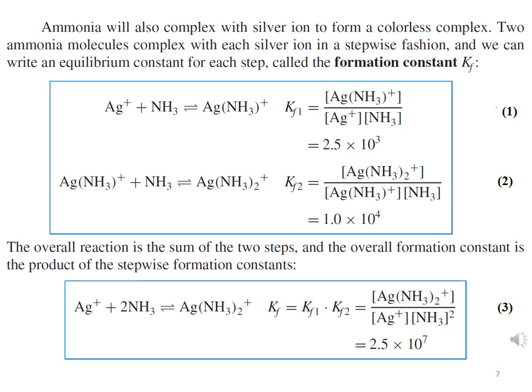So the overall reaction is a sum of two steps, and the overall formation constant is the product of the stepwise formation constants. Like we can say that the overall formation constant Kf is equal to the formation constant for step 1, that is Kf1, multiplied by the formation constant of the second step, that is Kf2. So we will multiply these two constant values, and we will get equation 3, and the overall formation constant will be 2.5 10 raised to power 7.